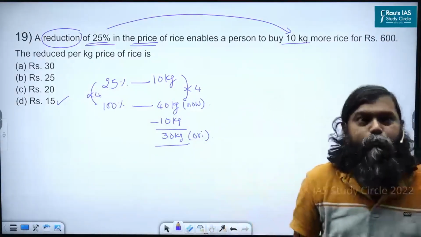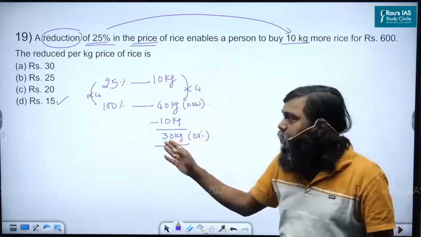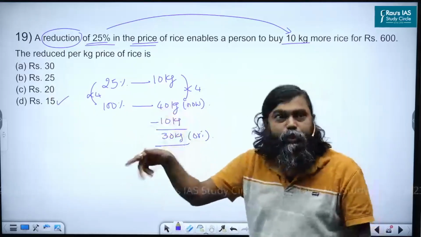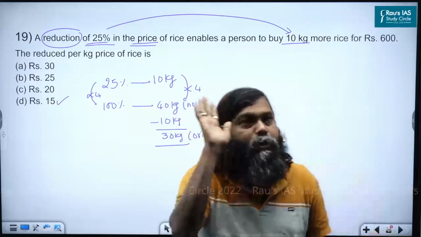What is the original price? 600 by 30, 20 rupees is called the original price. 600 by 40, that is the new price or reduced price. Are you understood or not understood?